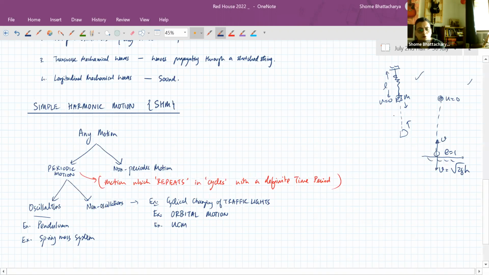But the other one, the ball bouncing, does not have a defined mean position. Now think of all the other examples you've taken. The pendulum has a defined mean position. It has a stable equilibrium position. That's the lowest point of the pendulum.